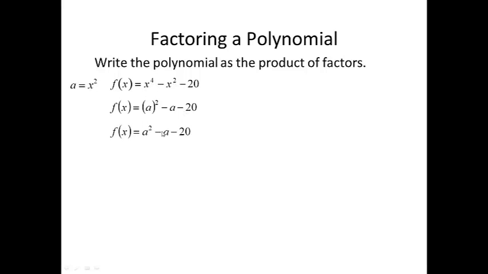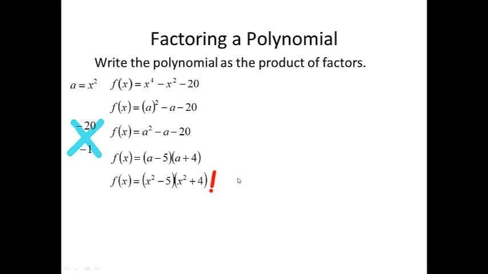Now when I factor this, I put the negative 20 times the 1 in the front, put the negative 1 on the bottom. What makes negative 20 and negative 1? Well, I believe that would be a negative 5 and a positive 4. Okay, now don't forget that I substituted the x squared with an a, so now I have to put that x squared back. Okay, don't forget to put it back. So this is this factored out.